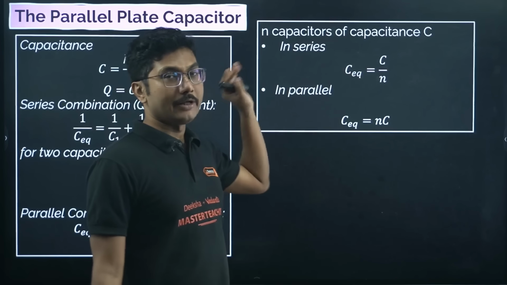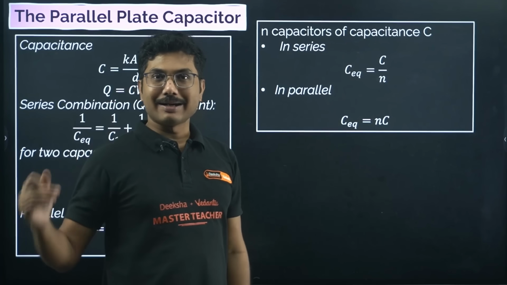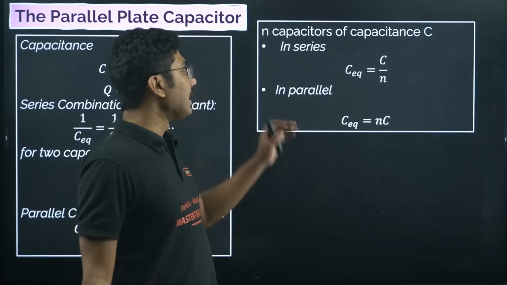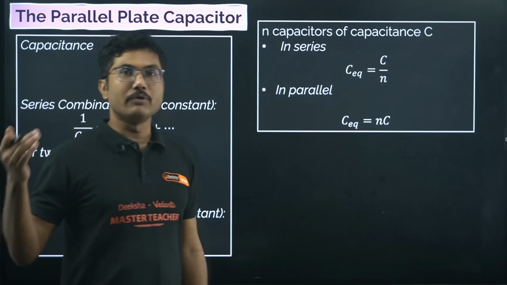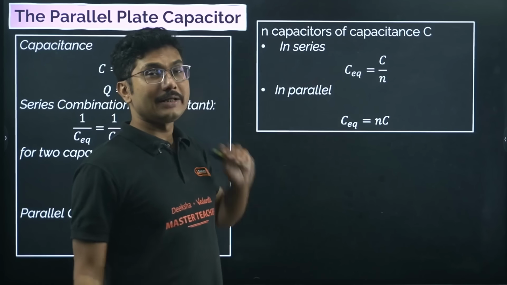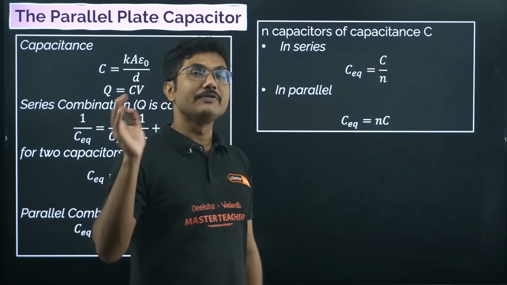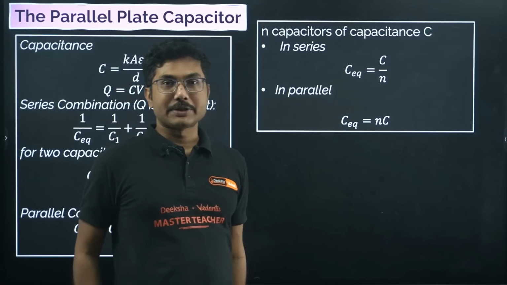So remember, if two capacitors, say both 12 microfarad, are connected in parallel, you just multiply 2 with 12 and get 24 microfarad as the equivalent capacitance. Similarly, if they are connected in series, 12 divided by 2 is 6 microfarad.